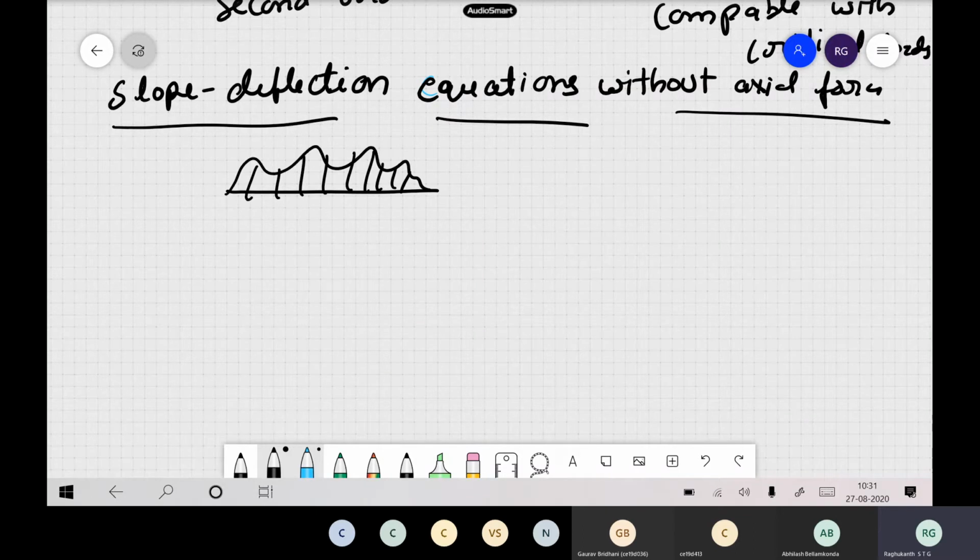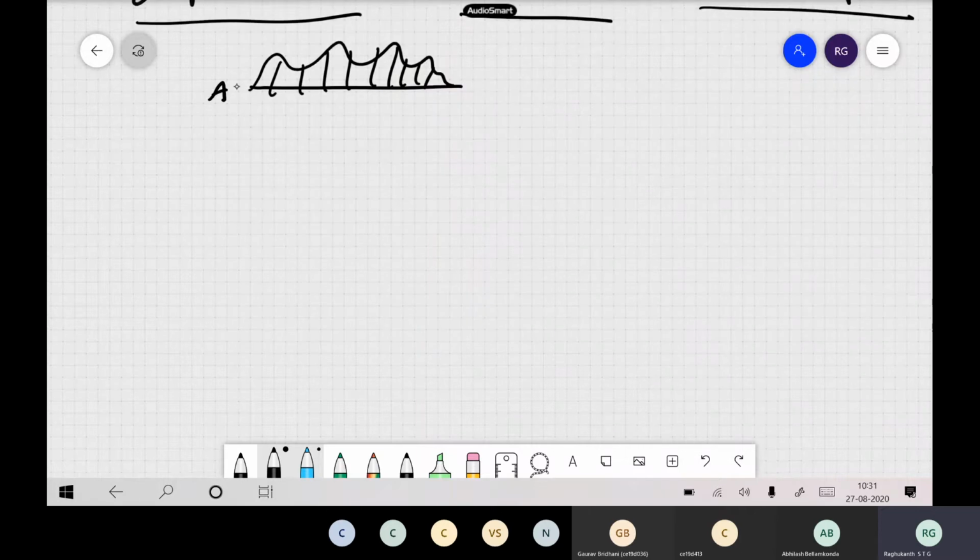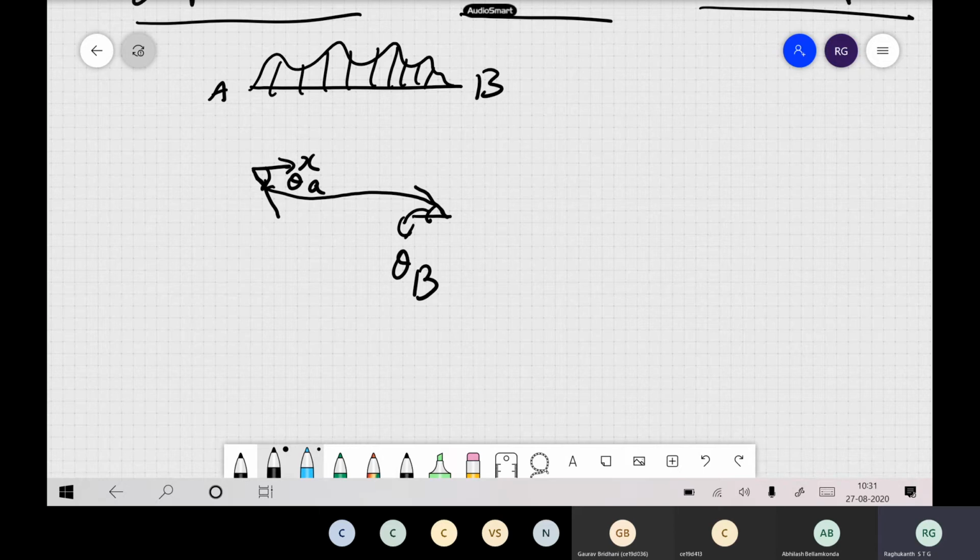So what we do to derive our slope deflection equations is we assume like this. Both the ends A, B become something like this, so the deflection is something like this here. Now this is your x-axis, and if you take a tangent, let us say this is theta A, and here also you take a tangent. So this is theta B.